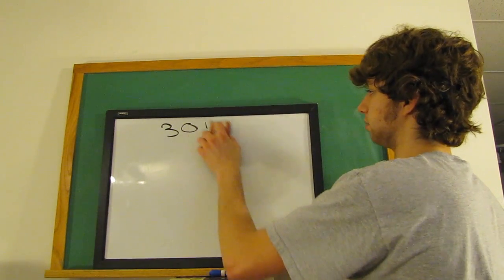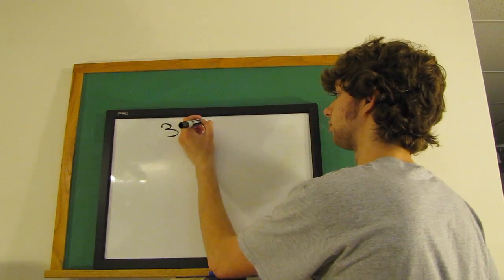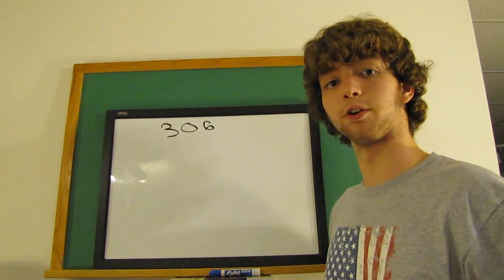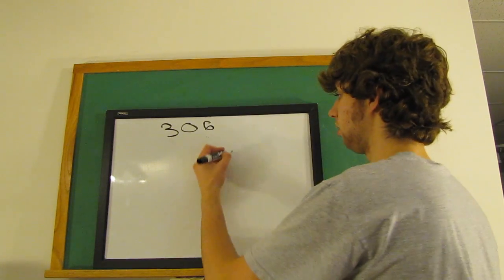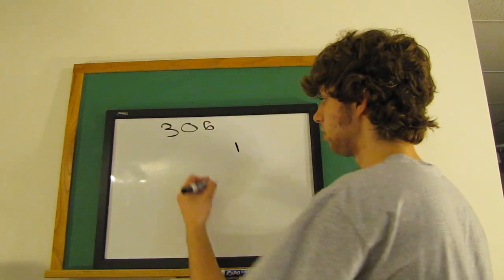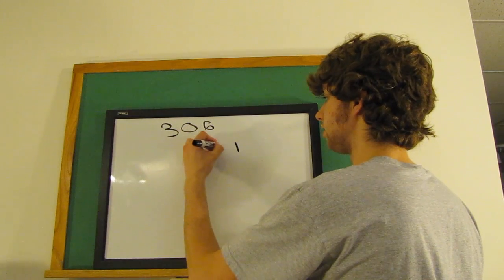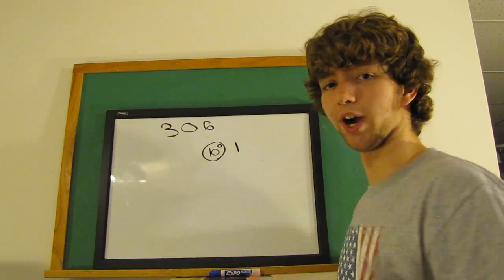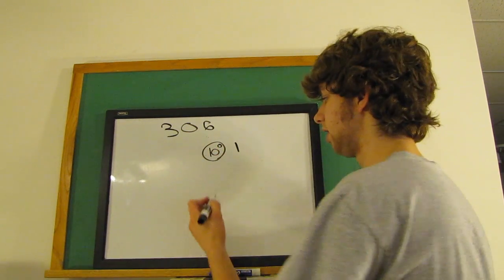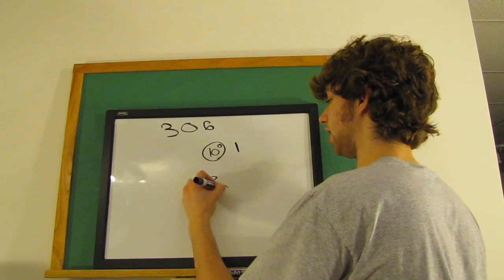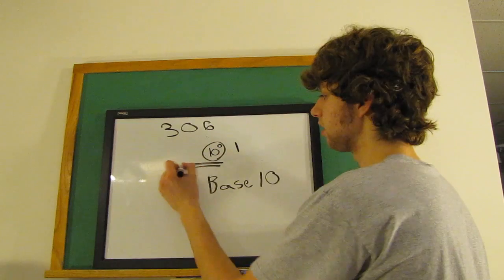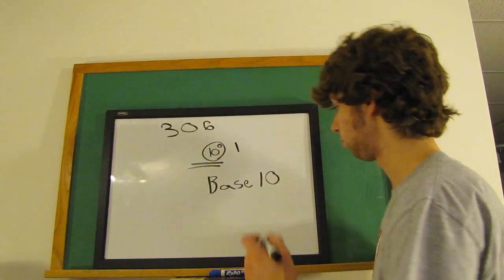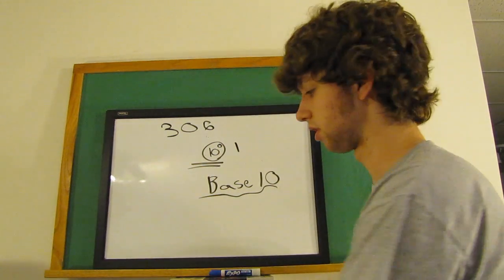So let me try a different number. Let's say this is 6. Well, we're in the ones place. That means we're multiplying by 1. Another way to write 1 is 10 to the 0th power. Why do we use 10 to the 0th power? It's a way to say that we are in base 10. If we write 10 to the 0th power, everybody's going to know that we are using the base 10 system.